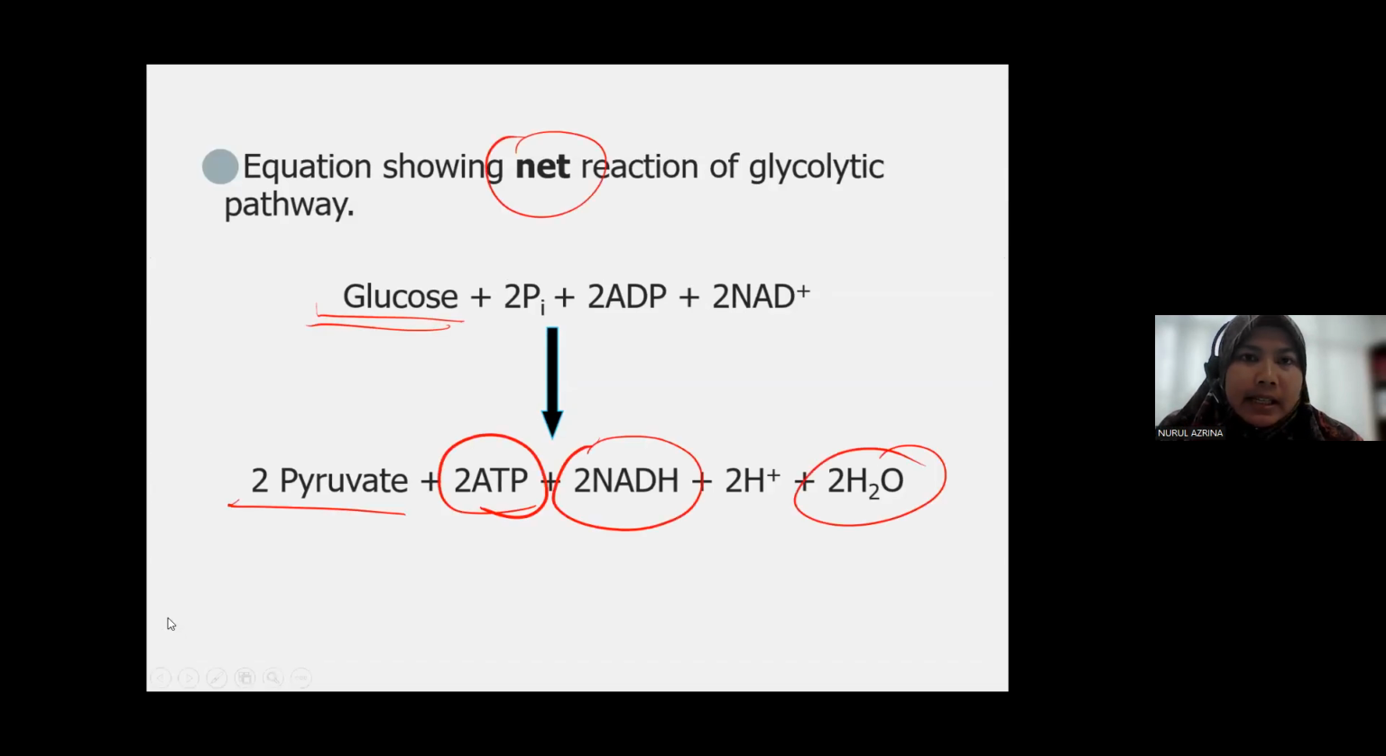Okay, so that's it, the process of glycolysis. Madam nak you master dan tolong fahamkan betul-betul glycolysis. Okay, that's all for today.